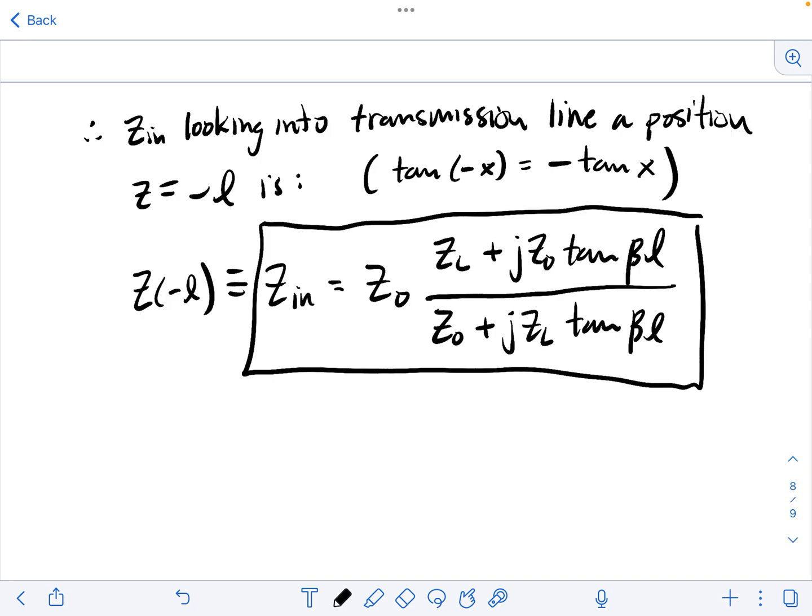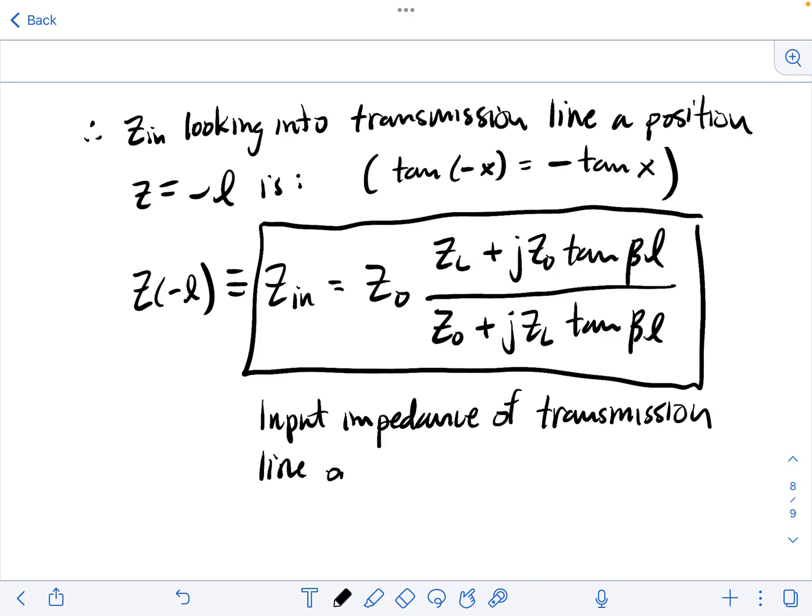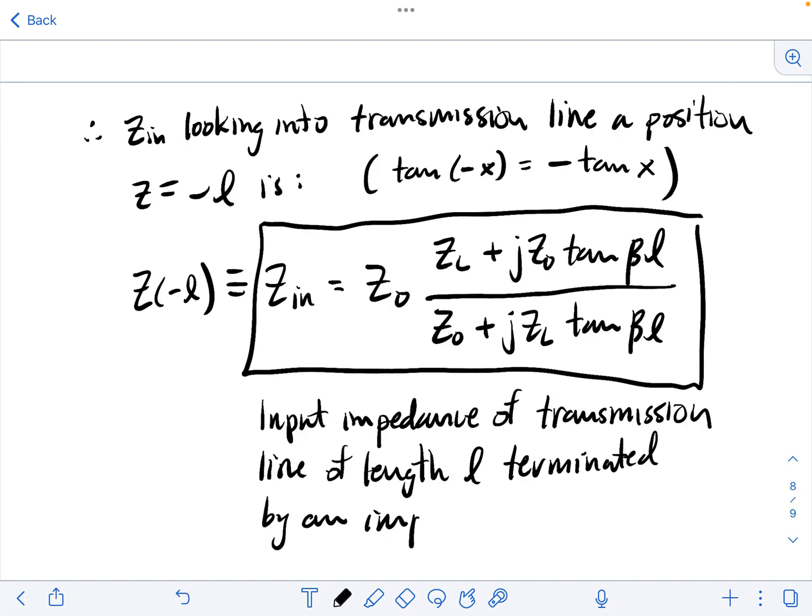So let's just repeat that again. This is the input impedance of a transmission line of length L terminated by an impedance ZL.